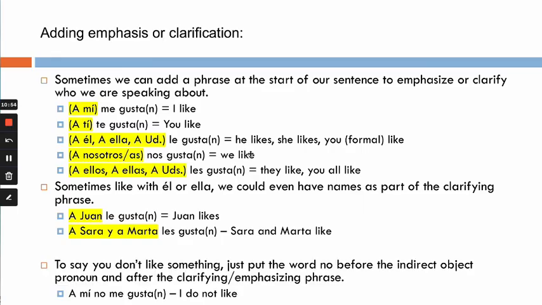To say that you don't like something, you will just put the word no before the indirect object pronoun and after that clarifying and emphasizing phrase. So the word no is going to go right here. A mí no me gusta. I do not like. The no always goes before the indirect object pronoun.